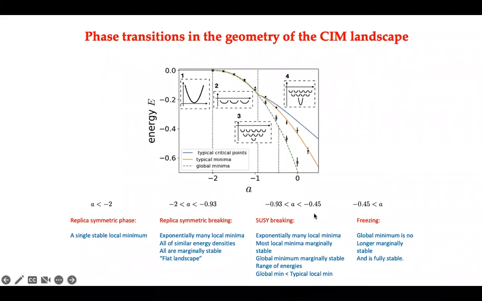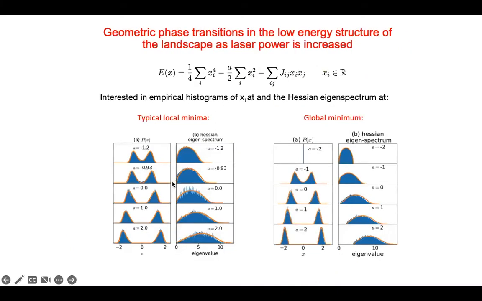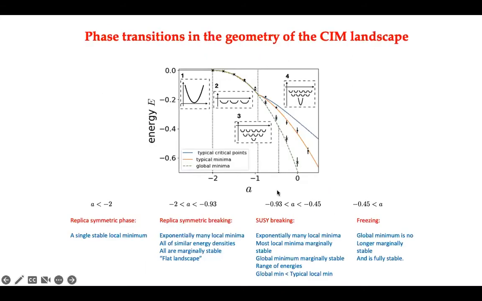Okay, as you crank up A even further, there's a so-called supersymmetry breaking transition where you still have exponentially many local minima. Most local minima are marginally stable. The global minimum is also marginally stable. So that's like this region here, right? But there's now a range of energies for the local minima. So there's a whole bunch of local minima, and there's an energy range in which the global minimum and the typical local minima live, right? Okay, and then there's this freezing transition that I talked about where the global minimum ceases to have flat directions. The eigenvalue spectrum develops a gap away from the origin.